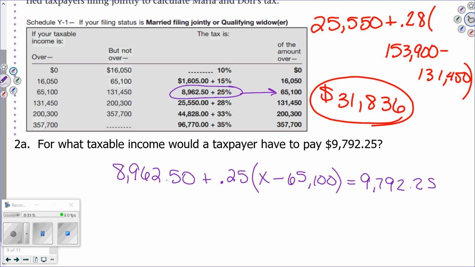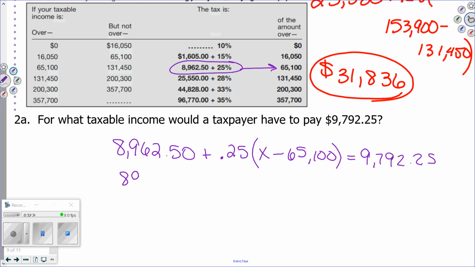Okay, so we set this up just like we did the last one, except in this case, I did not know how much the income was. That's where the X goes. You found where it went. These numbers are right here, and then it says of the amount over, which before we took our income and subtracted that number. So my income minus this number, and it should equal the tax they gave me. And then we just solve. What do we do first? Yeah, let's distribute. So 0.25x minus 0.25 times 16.